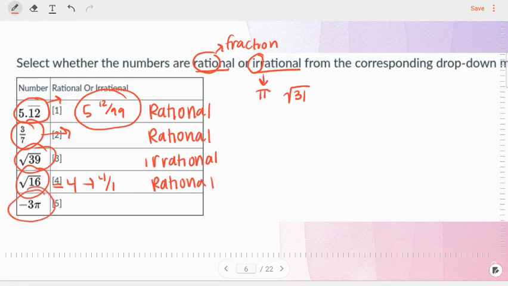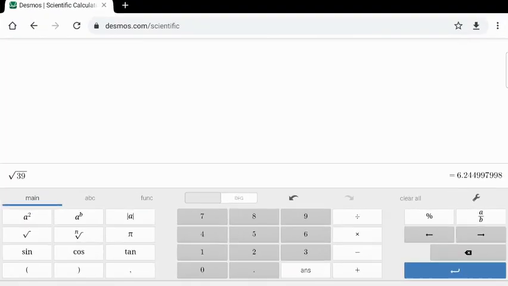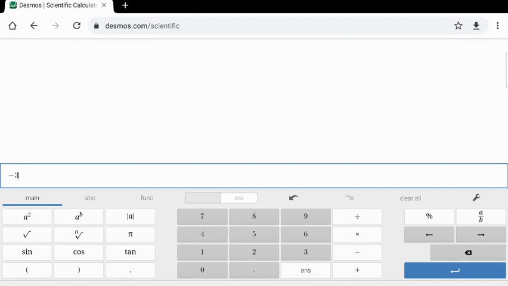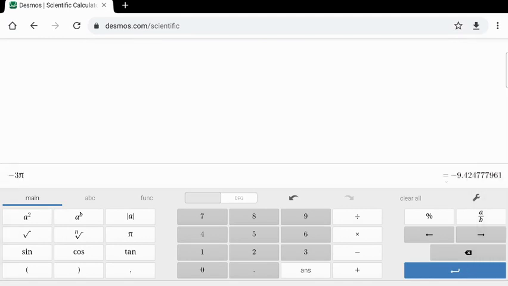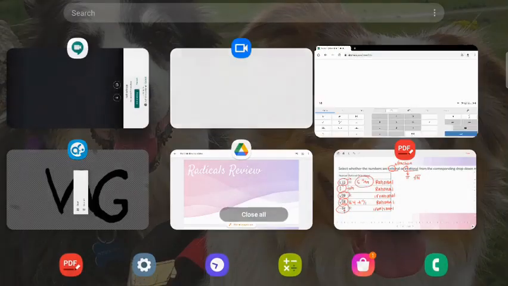And last but not least, negative 3 pi. Now anything with pi is always going to be irrational. And to demonstrate, if I use my scientific calculator, you can see negative 3 pi is negative 9.42. Now there's no option to convert that to a fraction. That is irrational.